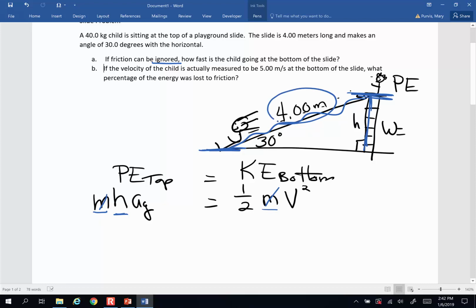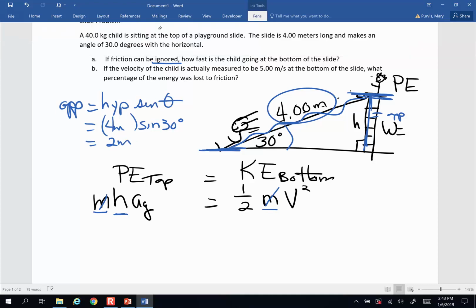So I'm going to take this triangle and use this to make height. I've got 4 meters as a hypotenuse, 30 degrees as an angle, and my height is going to be the opposite side. So I'm going to use sine. Opposite is going to be my hypotenuse times the sine of theta, or 4 meters times the sine of 30 degrees, and this is going to be 2 meters. So the actual height here is 2 meters.